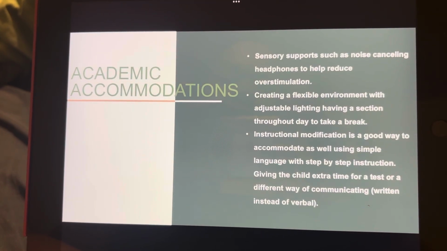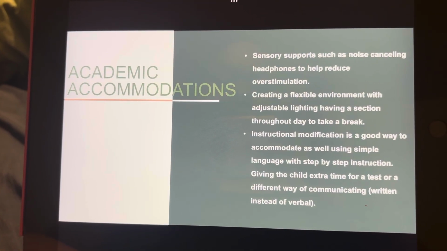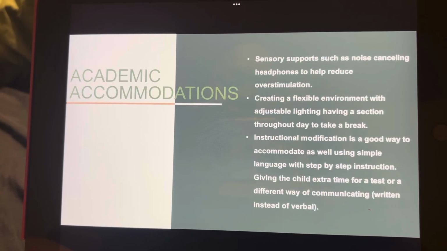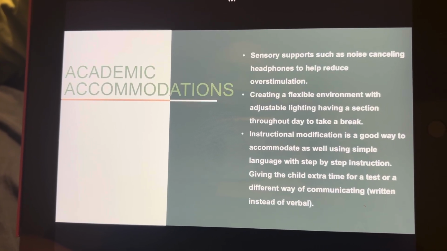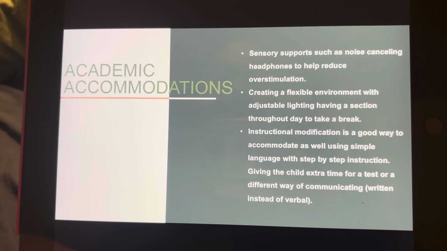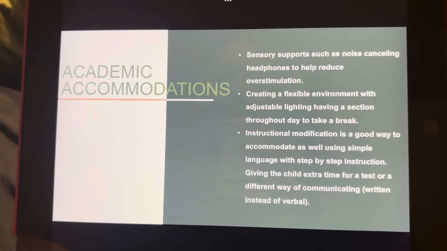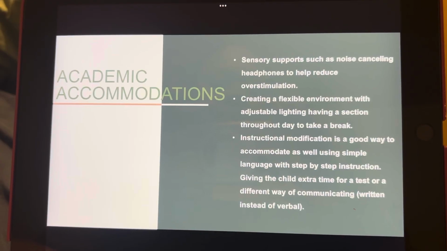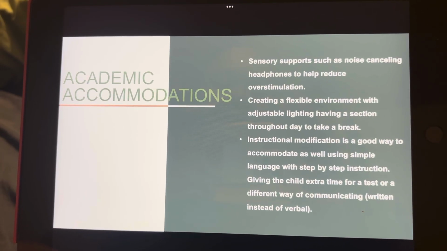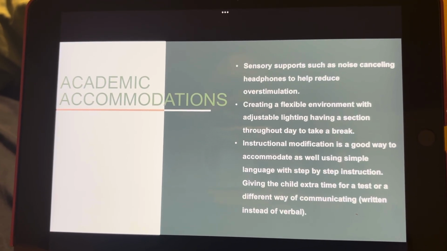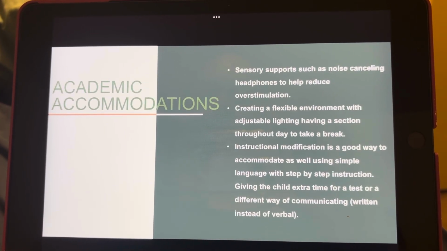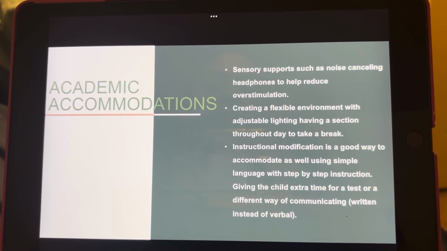Some academic accommodations can be sensory supports, such as noise-canceling headphones to help reduce overstimulation, having a flexible environment, and having an area where children can take a break and maybe calm down. Some of them get overstimulated, and anger is how they act out, or just being upset in general.